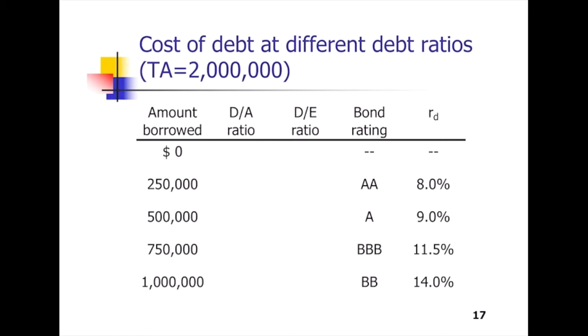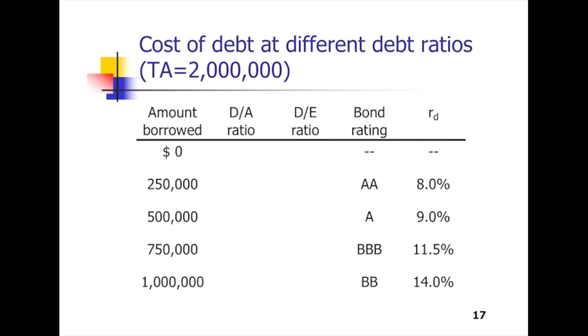So in this table, as you can see, when the firm borrows more money, their credit rating goes down and RD also goes up, right? Why? Yeah, when the firm borrows more money, default risk goes up, right? So their bond rating goes down and the cost of debt increases.